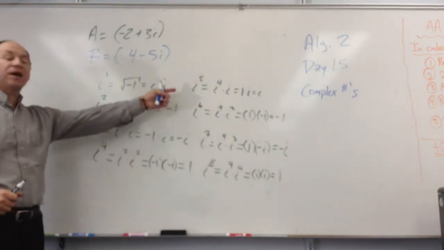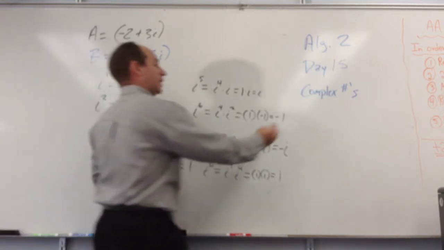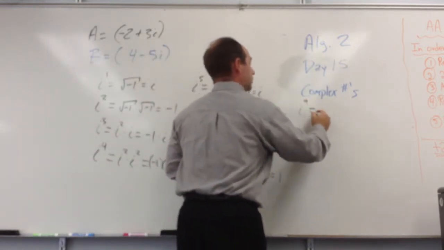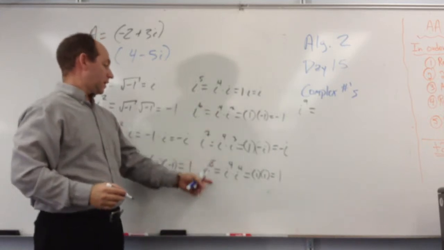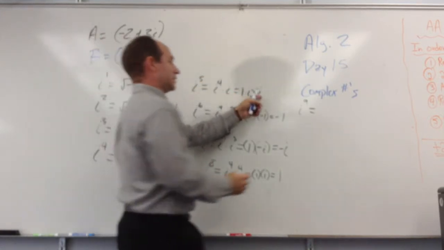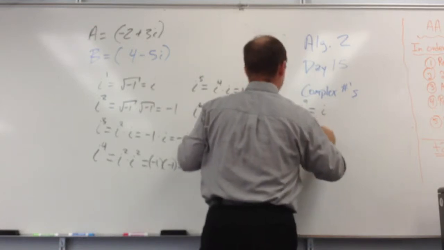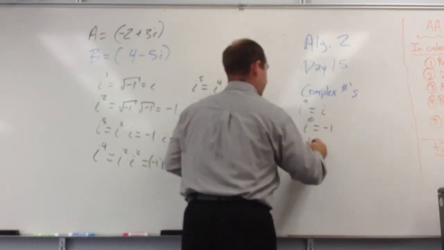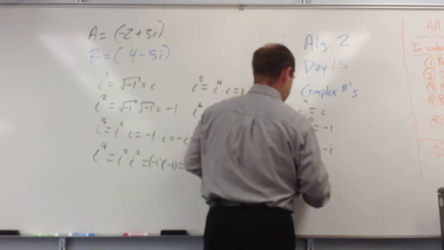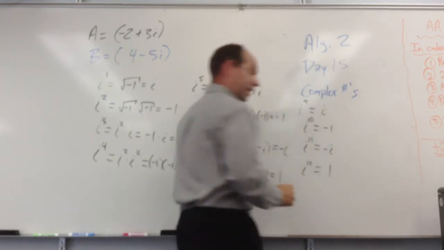I hope you see the pattern that you can predict i to the ninth right away. Hey, wait a second. i to the ninth. Boom. We're going to go up here. It's going to be i. i to the 10th, it's going to be negative 1. i to the 11th, it's going to be the opposite of i. And i to the 12th, it's going to be 1 again.